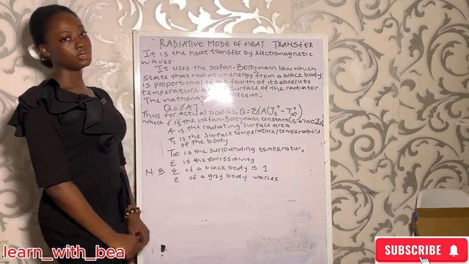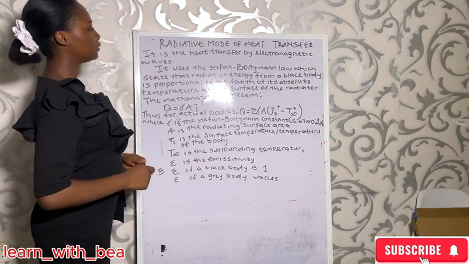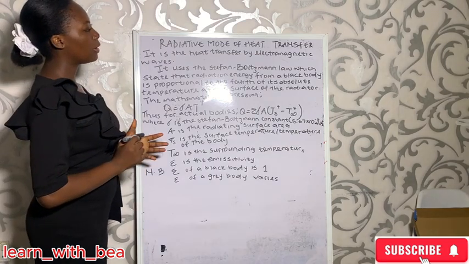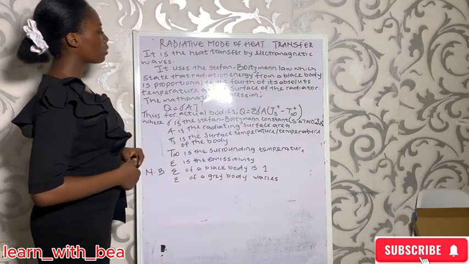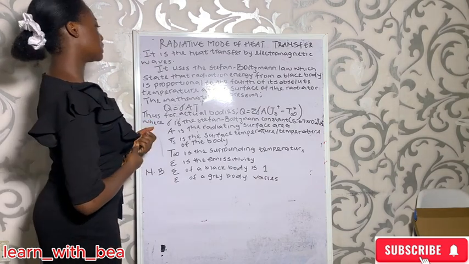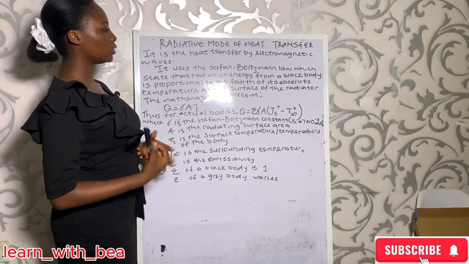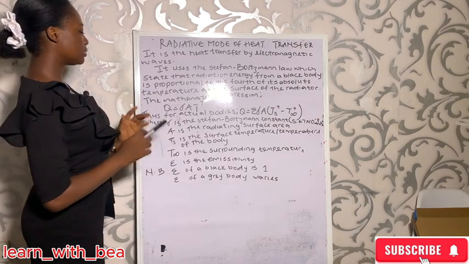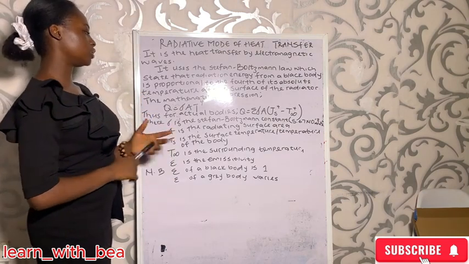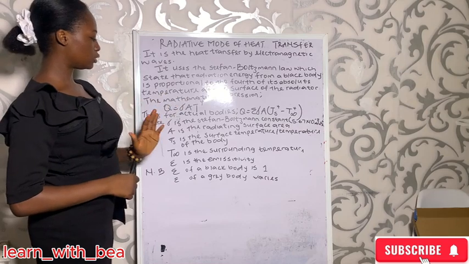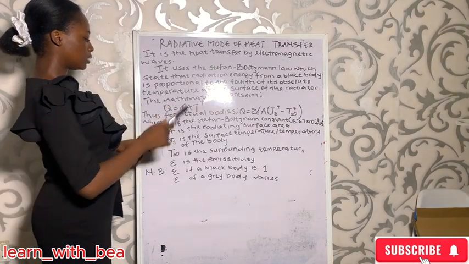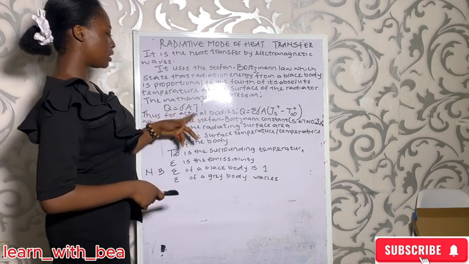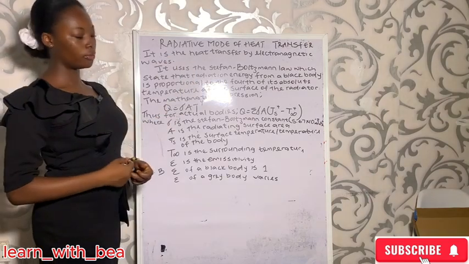So let's get right into what we are doing. Radiative mode of heat transfer, basically radiation. It is the heat transfer by electromagnetic waves. It uses the Stefan-Boltzmann Law, which states that radiation energy from a black body is proportional to the fourth power of its absolute temperature at the surface of the radiator. Now, the mathematical expression of this is: Q equals the Stefan-Boltzmann constant, the area, and the absolute temperature to the power of 4.